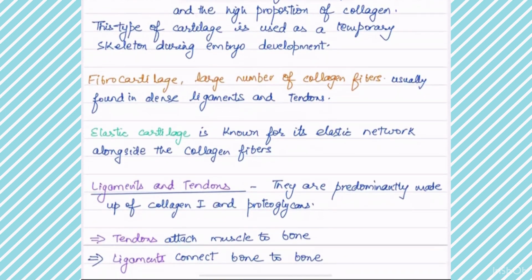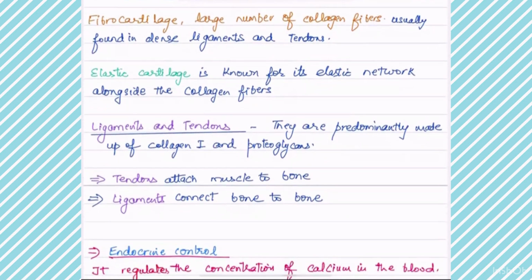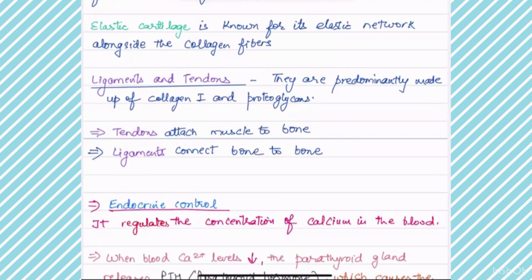Fibrocartilage has a large number of collagen fibers. They are usually found in dense ligaments and tendons. Elastic cartilage is known for its elastic network alongside the collagen fibers. In ligaments and tendons, they are predominantly made up of collagen 1 and proteoglycan. Tendons attach muscle to bone, whereas ligaments attach bone to bone.